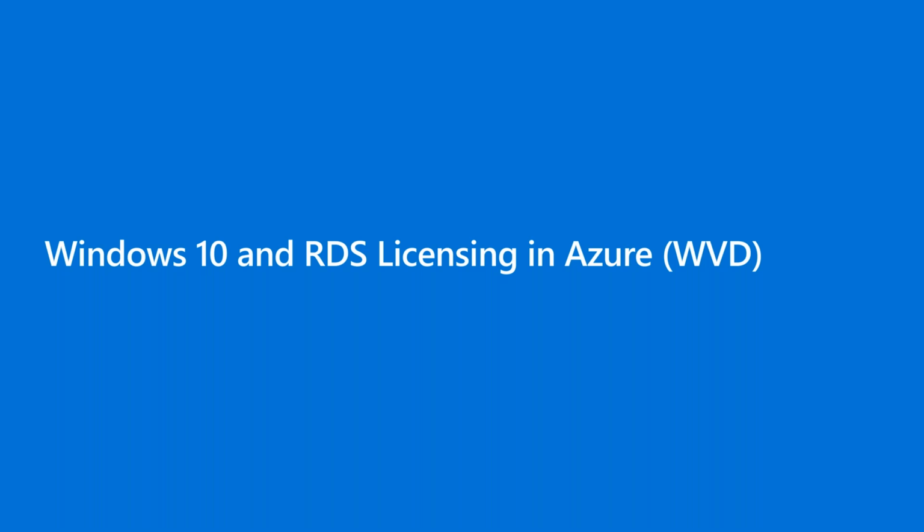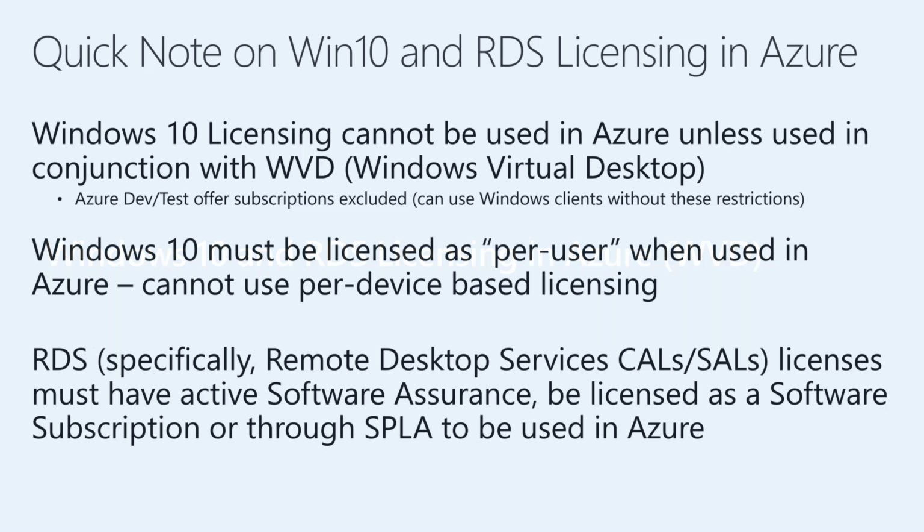So now we're going to get into the last bit, which is Windows 10 RDS licensing in Azure. All right, so RDS meaning Remote Desktop Services. You might know it as RDP or Terminal Services, same idea here. These are the other two Microsoft licensing types that we have to talk about in Azure.